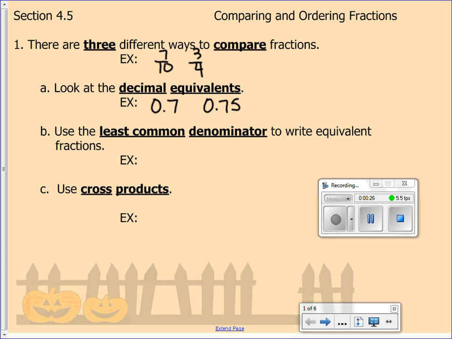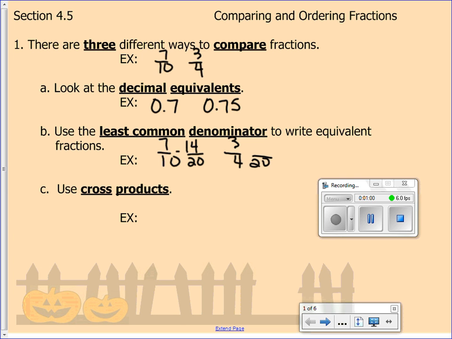But this only works if you enjoy dividing, because you can divide 7 divided by 10 and 3 divided by 4, or you have these memorized. But it seems to be more difficult for the decimal equivalents. So another method that you can use would be finding the least common denominator. So the least common denominator of 7/10 and 3/4 would be 20. So we're going to find equivalent fractions with the denominator of 20.